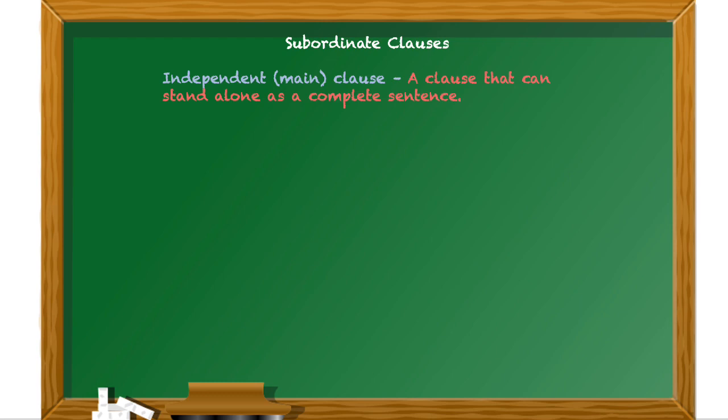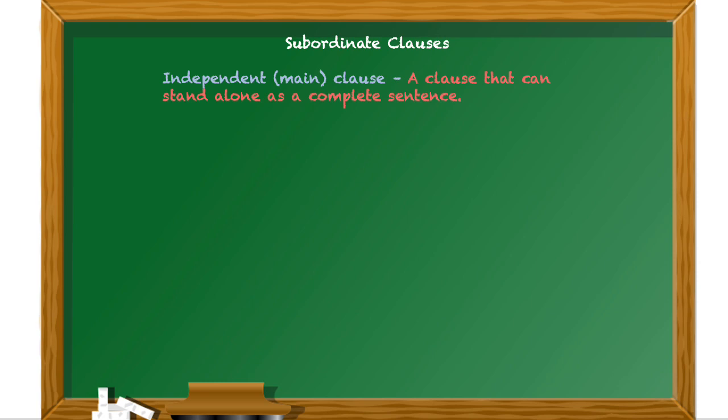We have what we call the independent or main clause, and that's a clause that can stand alone as a complete sentence. For example, we are reading Latin. You can put a period after that, you've got a complete sentence. The gladiators were fighting in the arena. Again, you can put a period after that, you've got a complete sentence. That's what we call an independent or main clause.